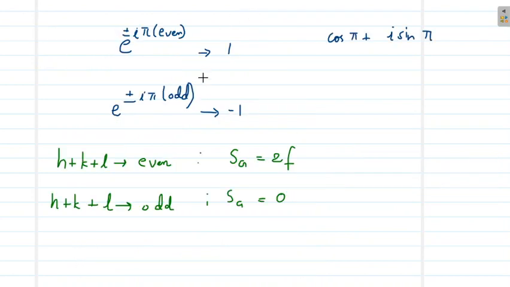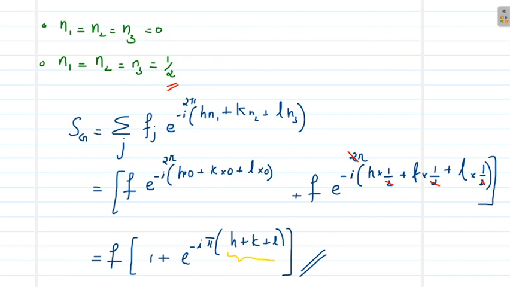So what we have got here: the structure factor will be maximum if h plus k plus l is an even number, and the structure factor will be 0 if h plus k plus l is an odd number. And we know these h, k, l values, the Miller indices, correspond to the reciprocal lattice vectors, and they correspond to different planes in the crystal, in the real lattice. So let us consider different planes in the BCC lattice.